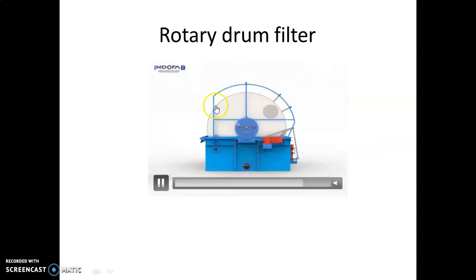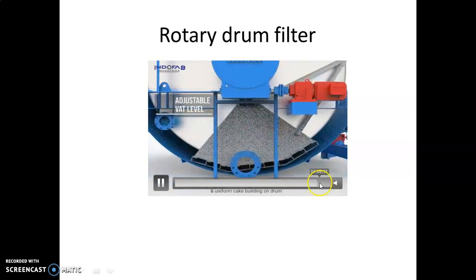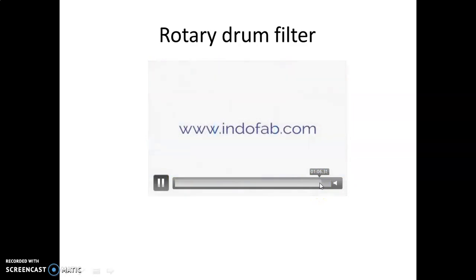And the filter cloth is placed on this side. So this is the video for the rotary drum filter.